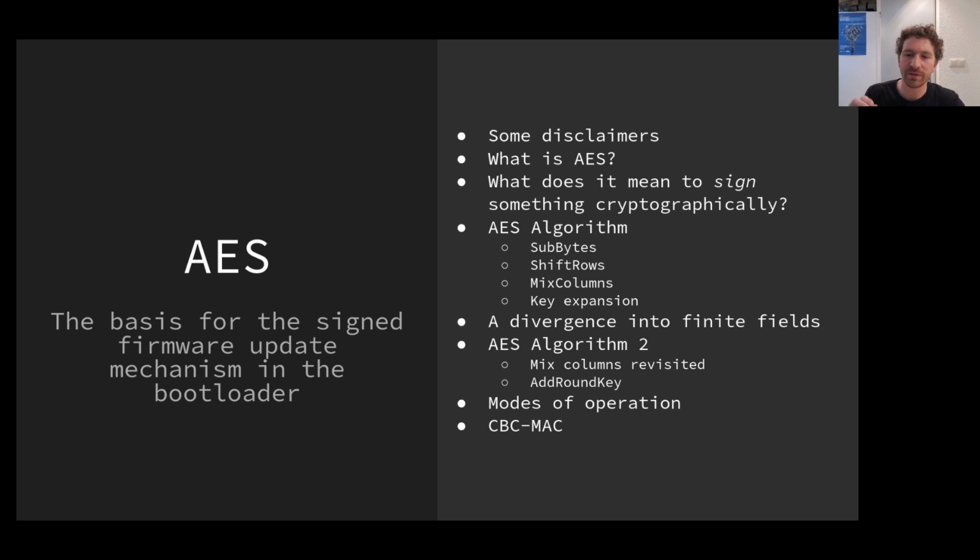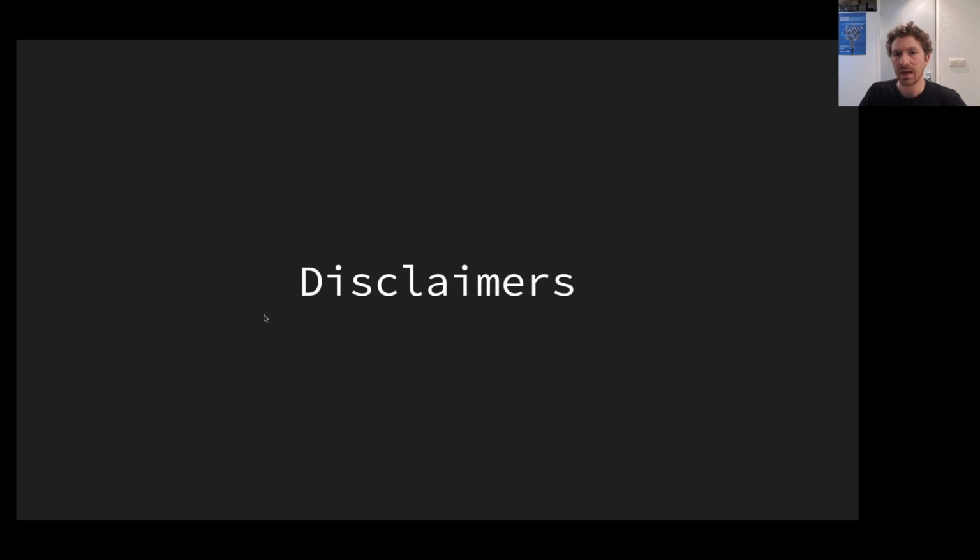And finally, we're going to finish up with the specifics. We're going to talk about a couple of different modes of operation, but specifically about CBC-MAC, which is the mode of operation we're going to apply for how we authenticate our firmware. So CBC-MAC is the final version of this that we implement. All right, so all of that, let's get to the disclaimers. Let's get those out of the way.